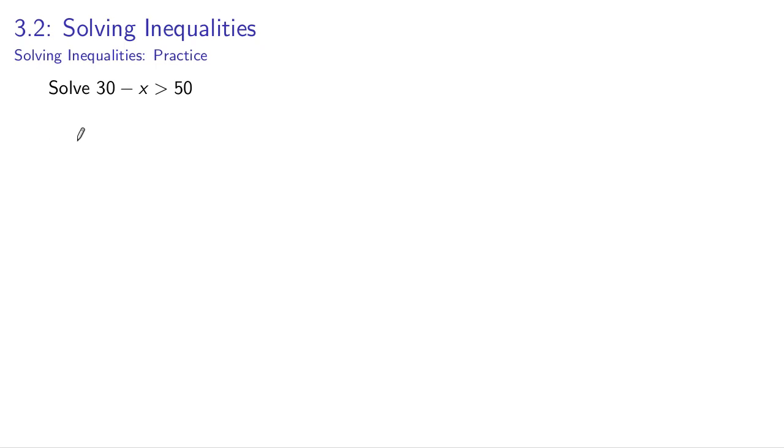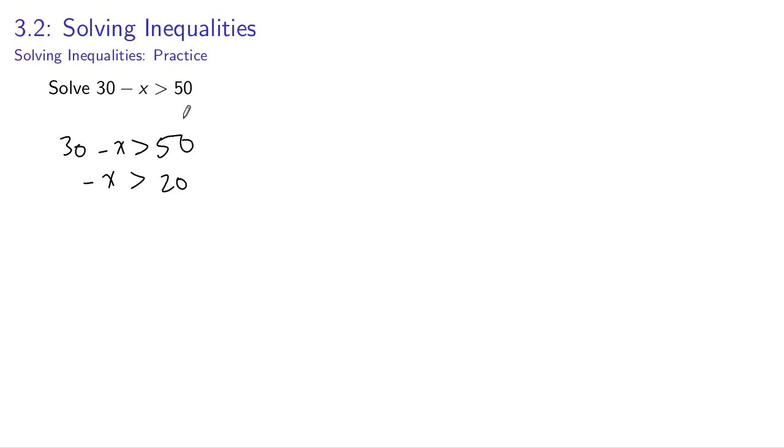Solve 30 minus x is greater than 50. Sorry, greater than 50. So if we go ahead and subtract 30 from both sides, we get 50 minus 30 is 20. But now we have a problem. We have a negative x, and multiplying by a negative will cause a problem.